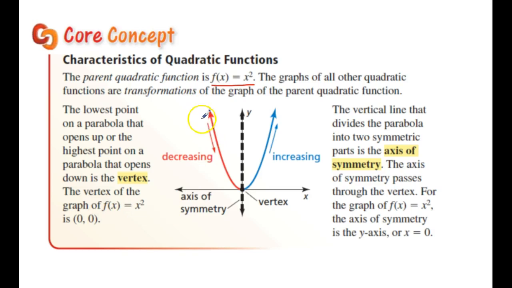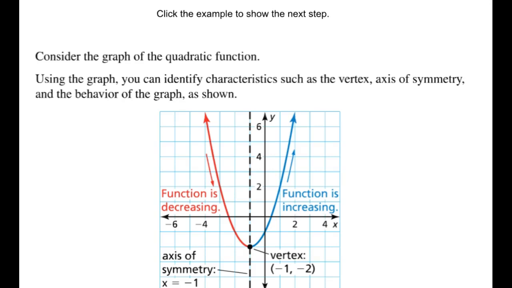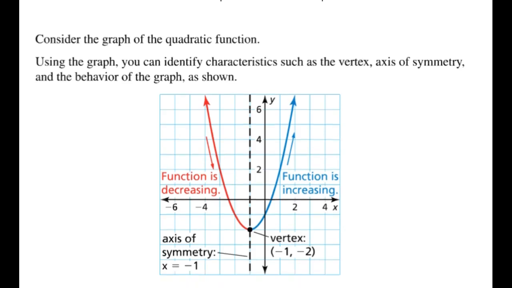We'll see also that as I go from left to right, like I'm reading, right? We've talked about slope when we were dealing with lines. Now we're just talking about behavior of my function. So here I see that my function is decreasing, then I hit my vertex, and then my function starts increasing. That's really what I'm kind of looking at in behavior of my functions. So let's first look at this graph. So using the graph, then we need to identify characteristics such as the vertex, the axis of symmetry, and the behavior as the graph. So we kind of talked about this on that last slide.